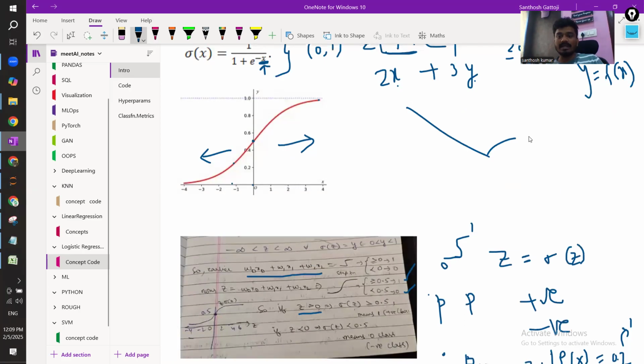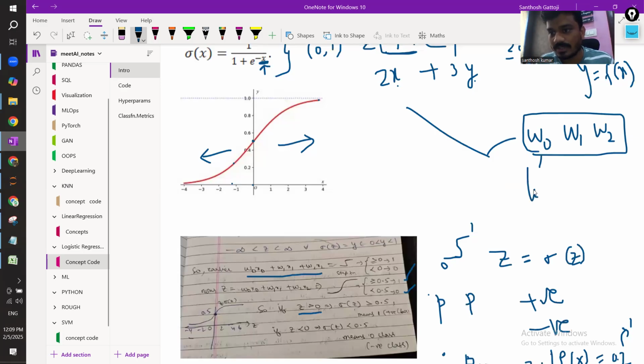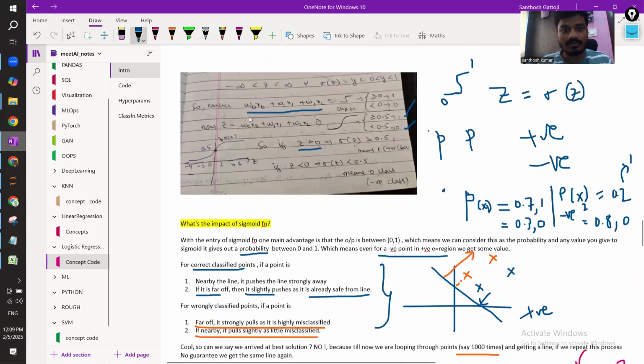But this line will have some values. What are the values? W0, W1, W2, etc. Your aim is to find these values, that's it, nothing more, such that my loss will be least. That's it. Now we will see how we are going to get these values.